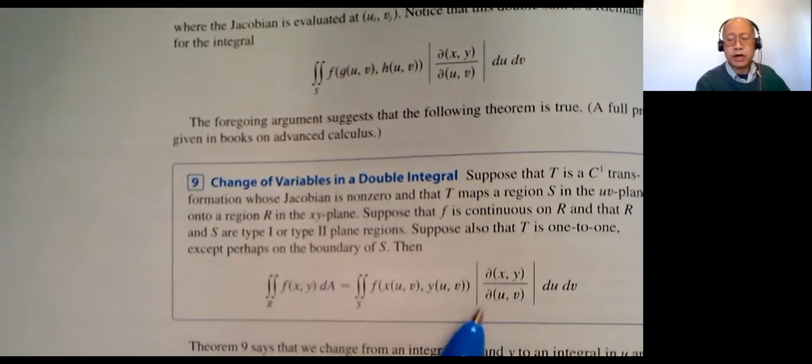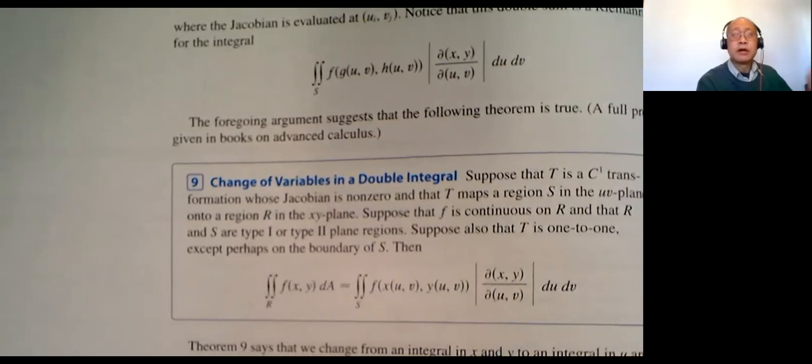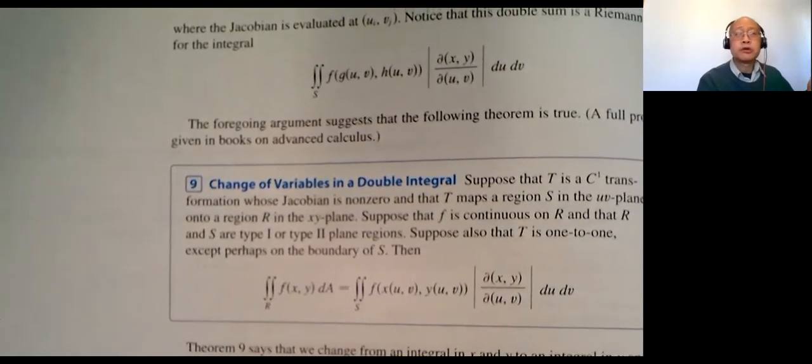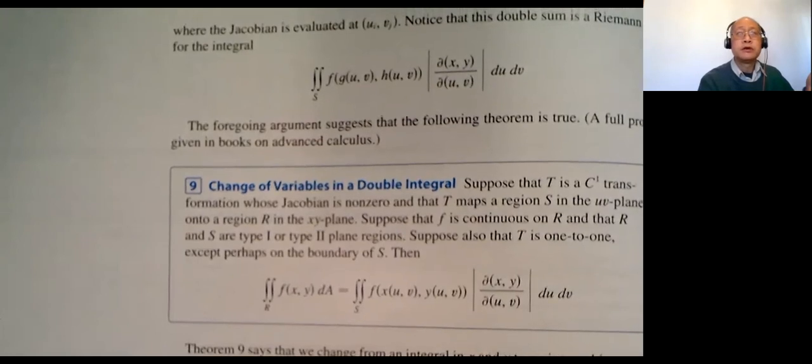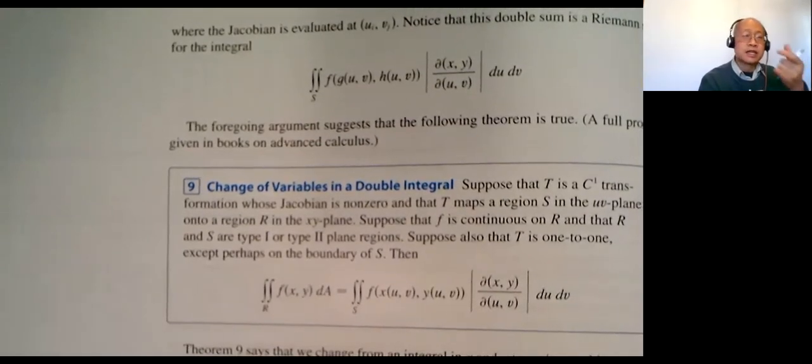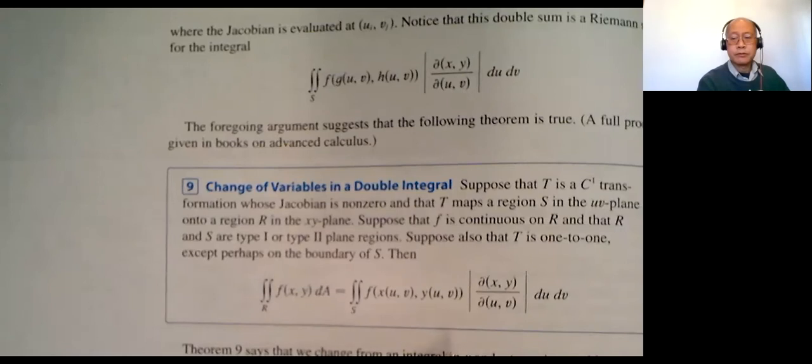Okay, so partial of x, y with respect to u, v. So that's like when you said u equals x squared, du equals 2x dx. That 2x is like the Jacobian. So we have that. Okay.